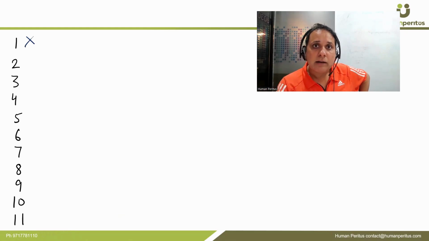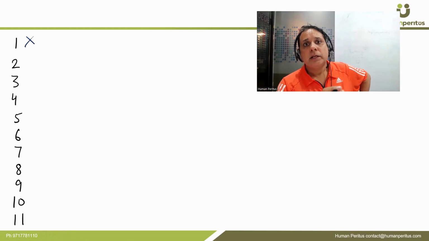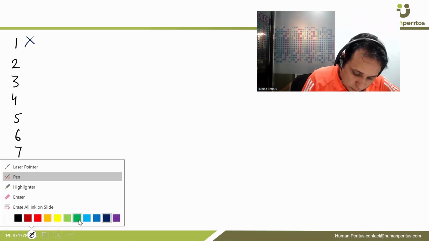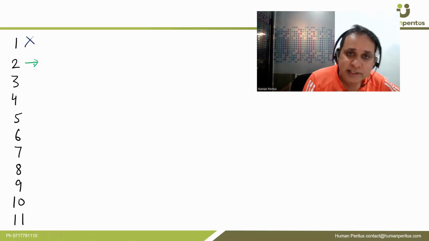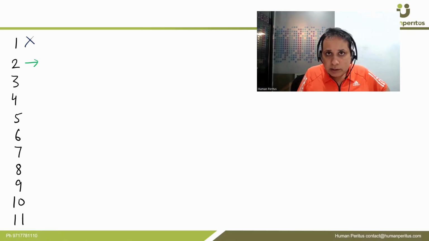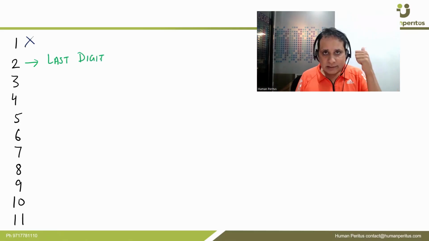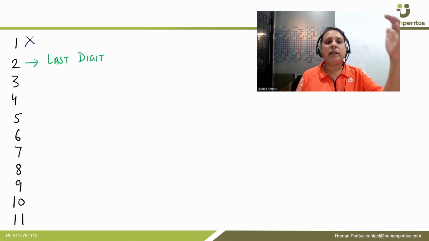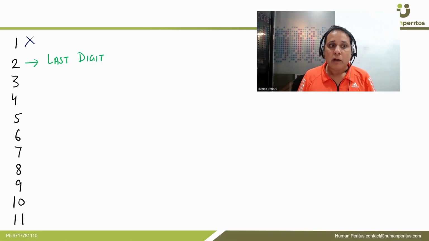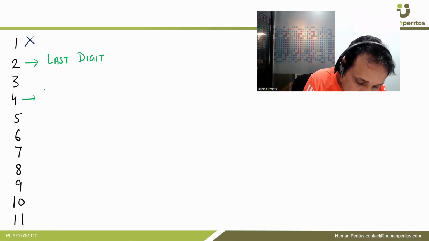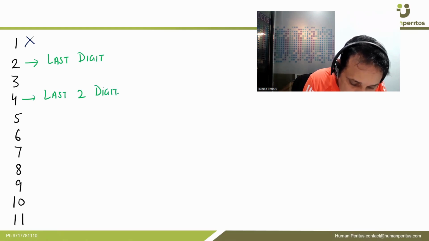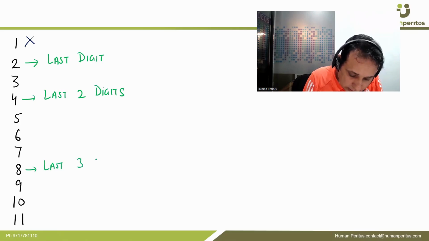Now the question is, what about 2? Which numbers are divisible by 2? When your last digit is divisible by 2. If there is a number, check its last digit. If the last digit is divisible by 2, then yes, it's divisible, otherwise not divisible. Okay. What about 4? Last 2 digits. What about 8? Last 3 digits.